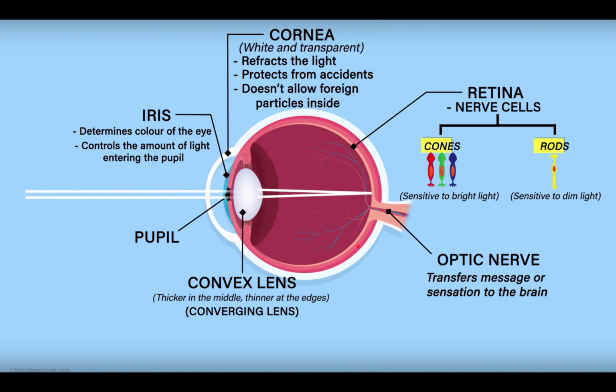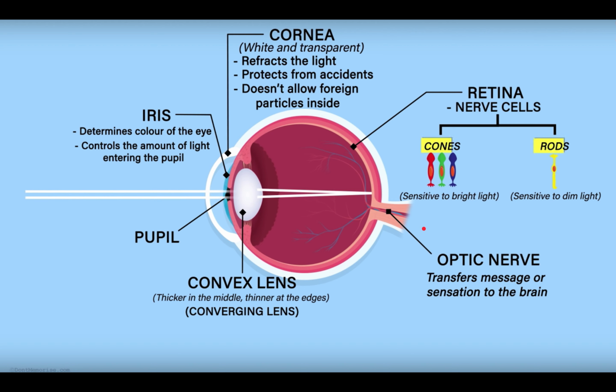The retina, again, is at the back of the eye and is the inner layer of the eyeball. It contains many nerve and photoreceptor cells called cones, which are sensitive to bright light, and rods, which are sensitive to dim light. From there, the image is then transferred to the brain through the optic nerve as an electrical signal.